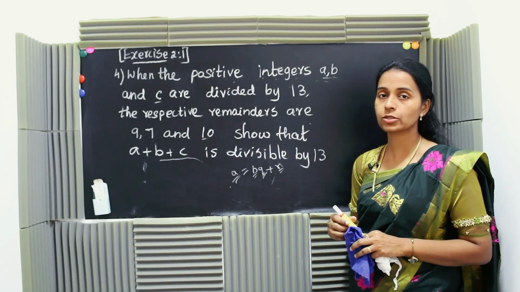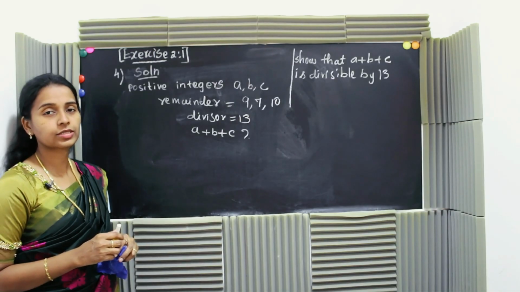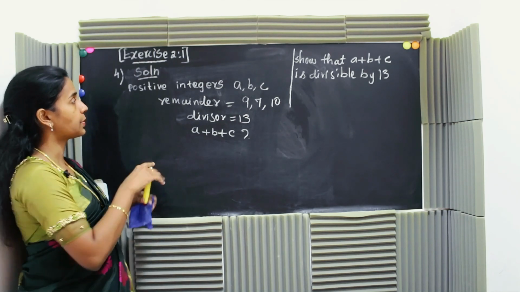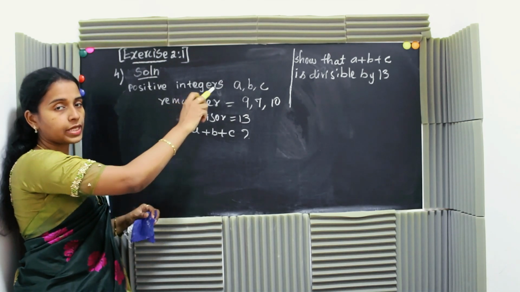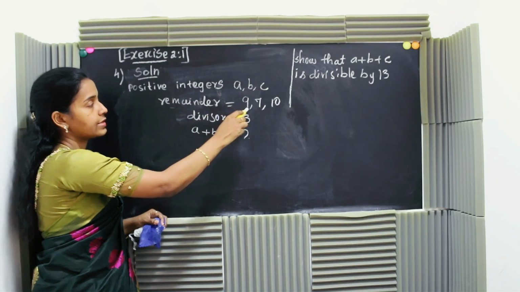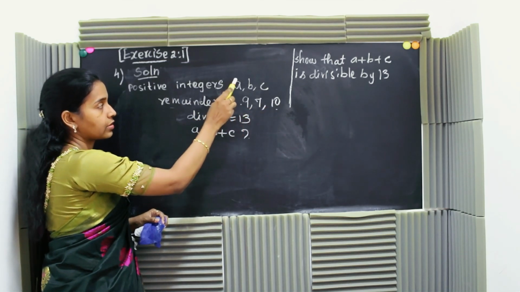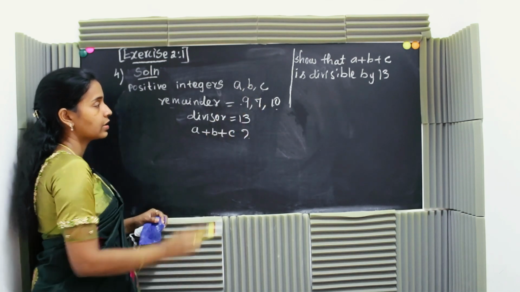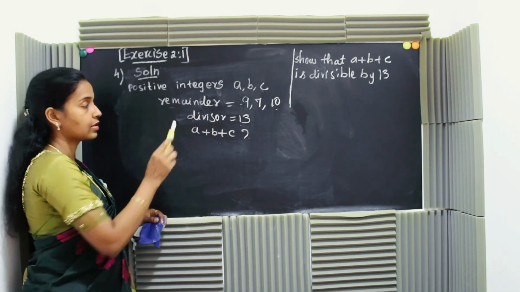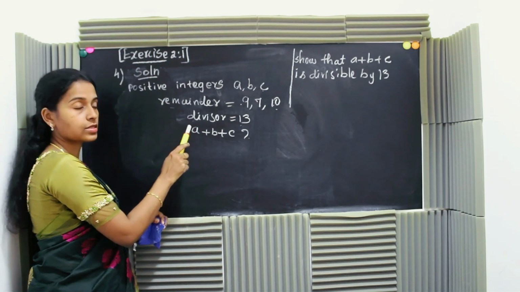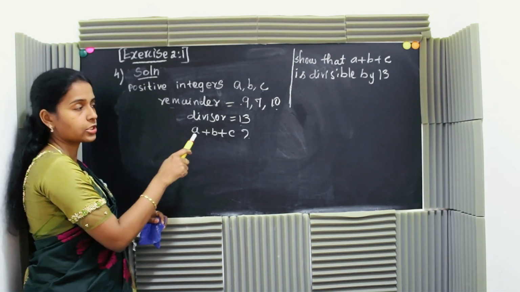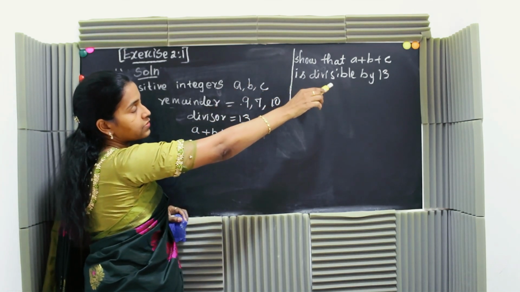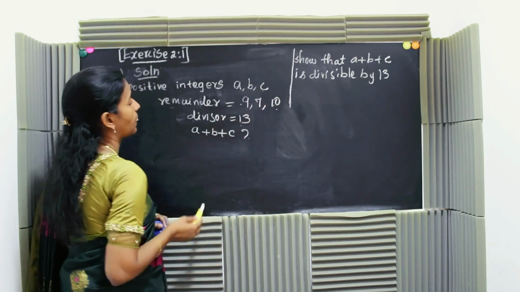Now we can see the solution. For the solution, I have written the given information. What is given in the question? Positive integers A, B, C and remainders 9, 7, 10. 9 is for A, 7 is for B, 10 is for C and divisor 13. We need to find A plus B plus C first and then show that the value A plus B plus C is divisible by 13.